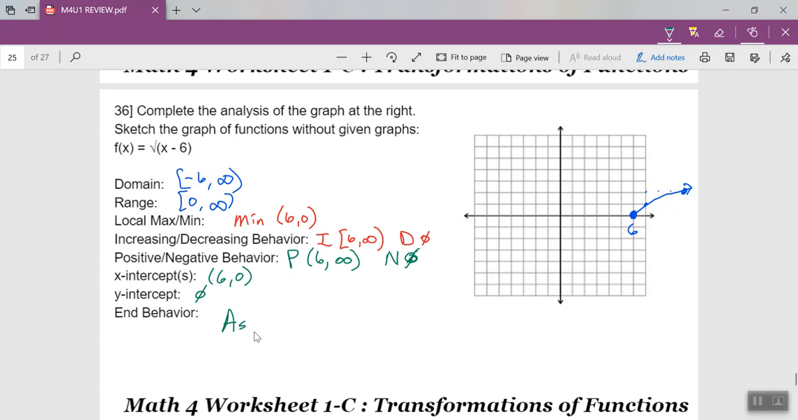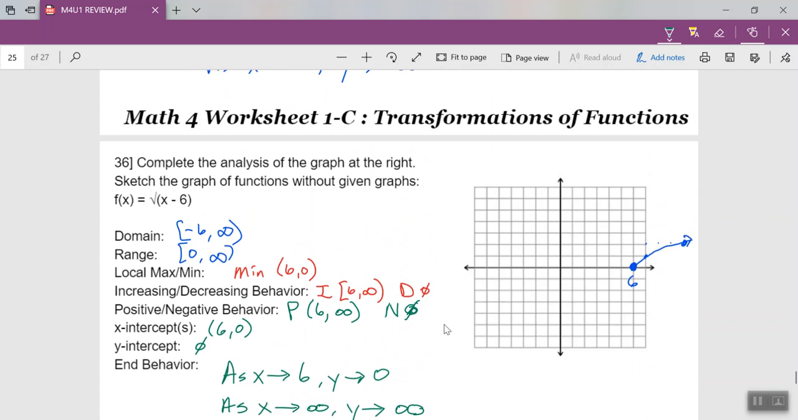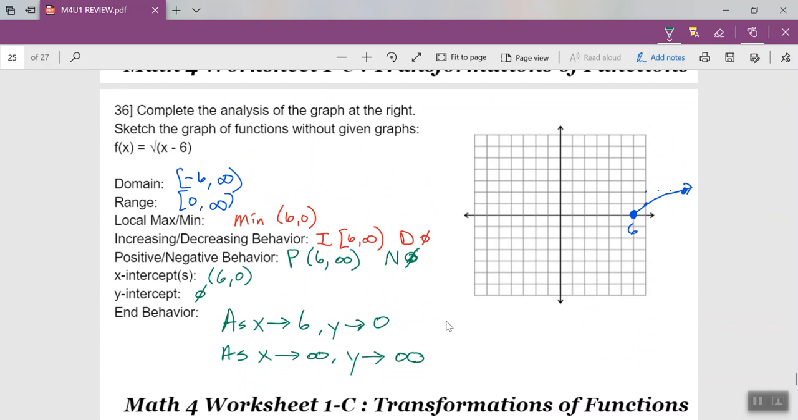And then we have as x approaches, the lowest it gets is 6. And y is approaching 0. But as x approaches positive infinity, y is going up also. All right, now I believe that is it. So that is the explanation for the review sheet.